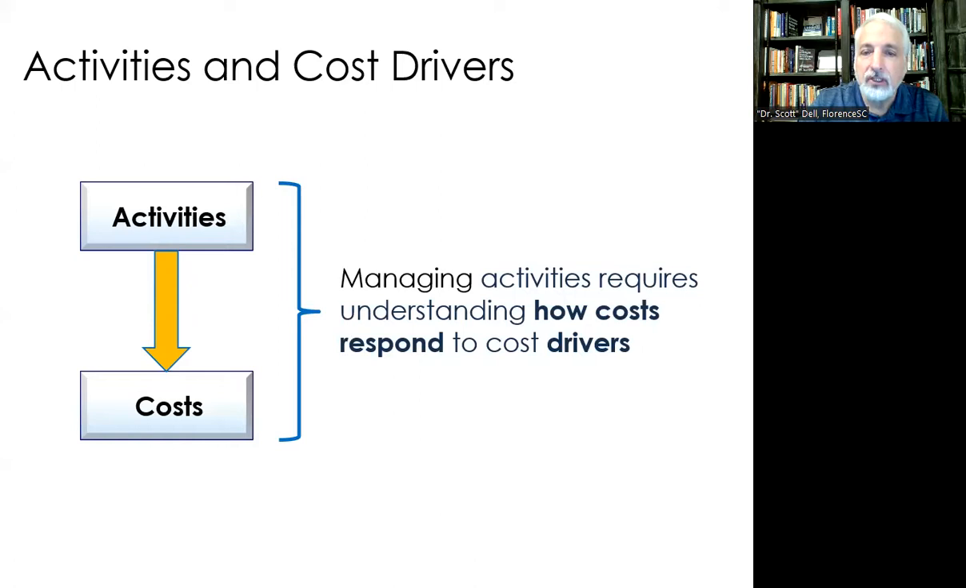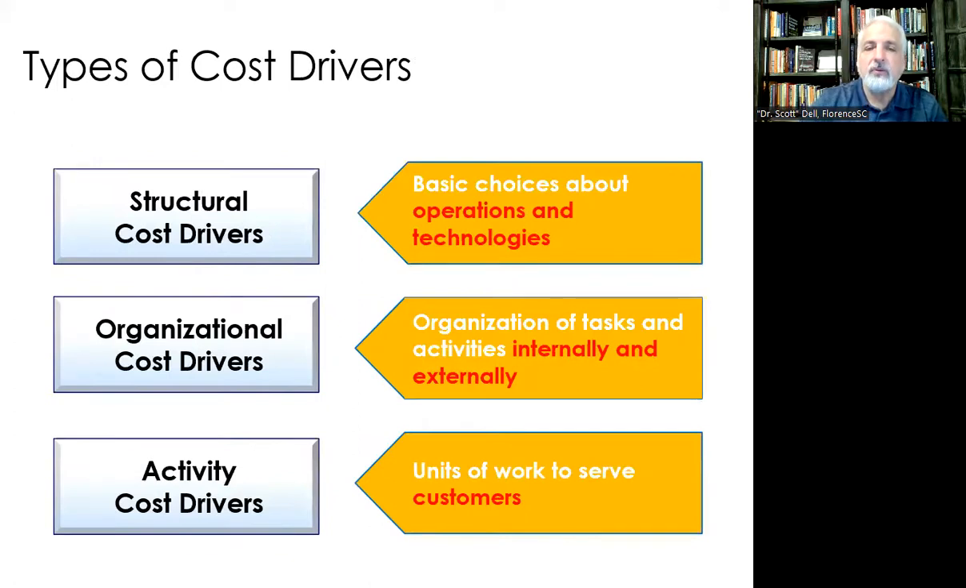So managing activities, we have how costs respond, what these activities do, and what are the costs associated with how we implement these drivers. Let's take a look at those three categories. So we first have structural cost drivers, our basic operations and technologies, kind of the larger scale things. We have organizational cost drivers, internal and external organizational factors. And then we start focusing on the activities, the units of work that we serve the customer and the end product that goes with that.